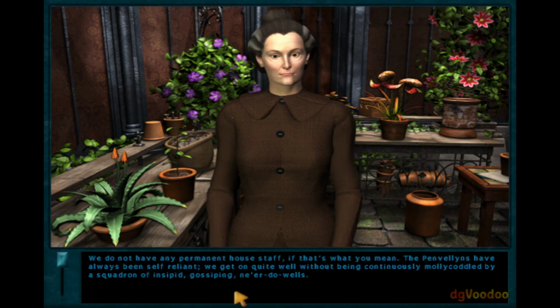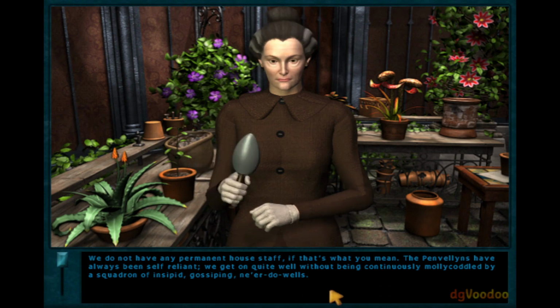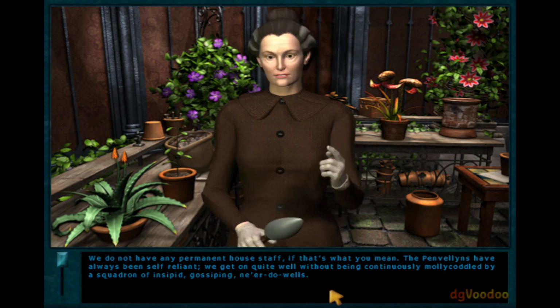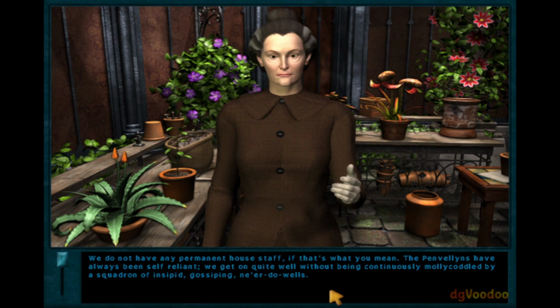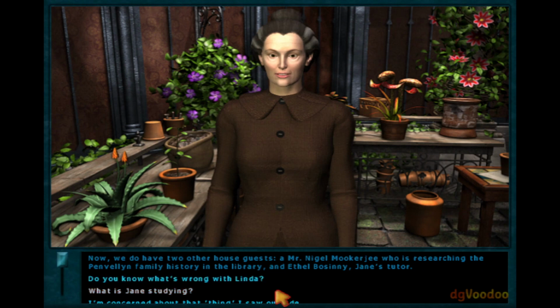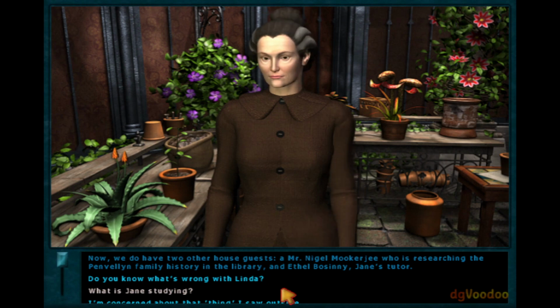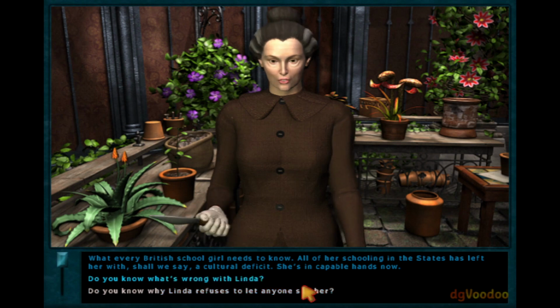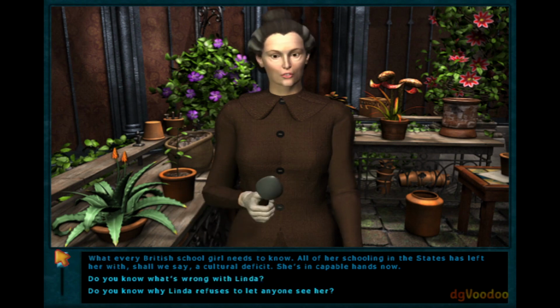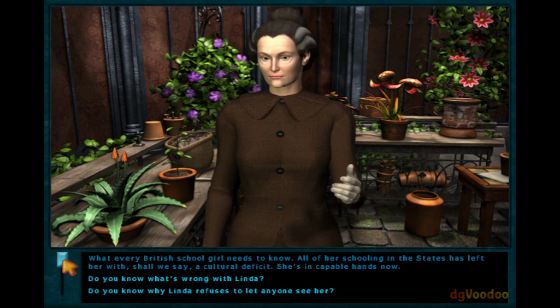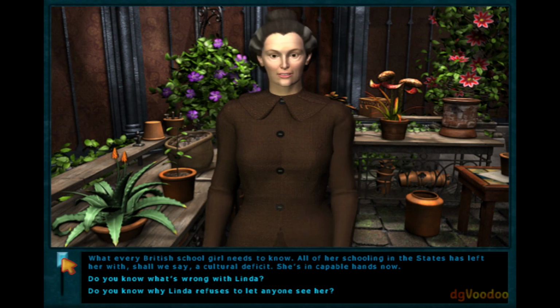We do not have any permanent house staff, if that's what you mean. The Penvillans have always been self-reliant. We get on quite well without being continuously mollycoddled by a squadron of insipid, gossiping ne'er-do-wells. Now, we do have 2 other house guests. Mr. Nigel Mukherjee, who is researching the Penvillan family history in the library, and Ethel Bossany, Jane's tutor. Okay. What is Jane studying? What every British schoolgirl needs to know. All of her schooling in the States has left her with, shall we say, a cultural deficit. She's in capable hands now.